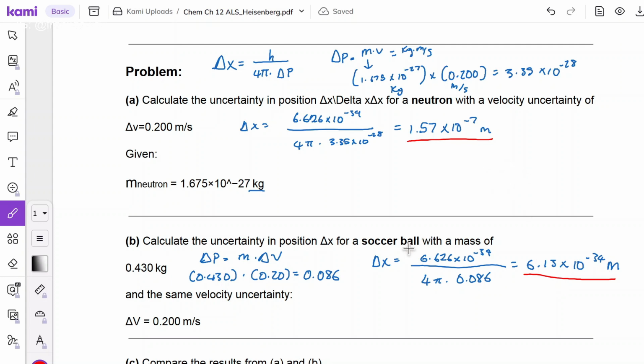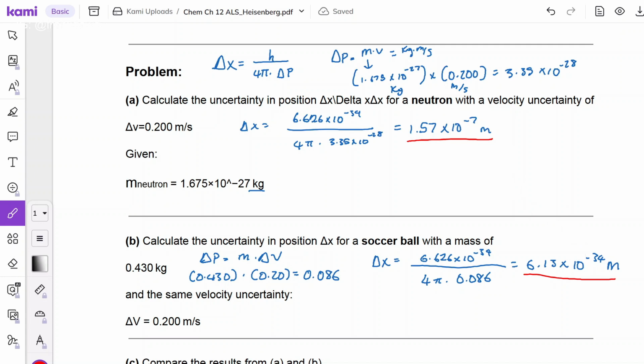That makes sense because the soccer ball is bigger, and usually we know where a soccer ball is going to be compared to the mass. But for the neutron, it's a lot harder to know where the neutron is, which is why the uncertainty is much greater than that. And that's what part C is asking about. So if you can see and understand what this means, it's more uncertain to know the position of a neutron than a soccer ball.